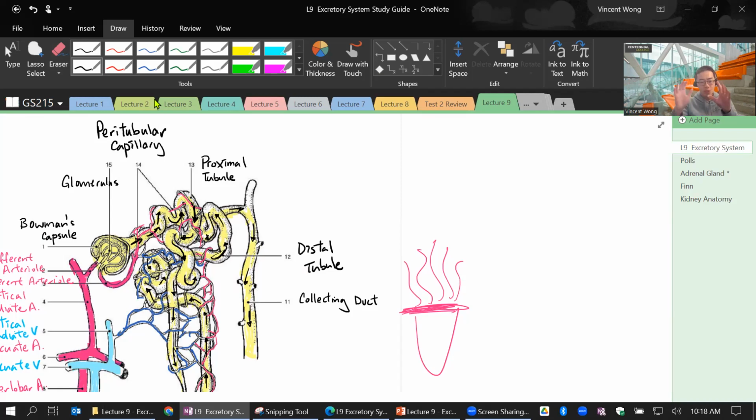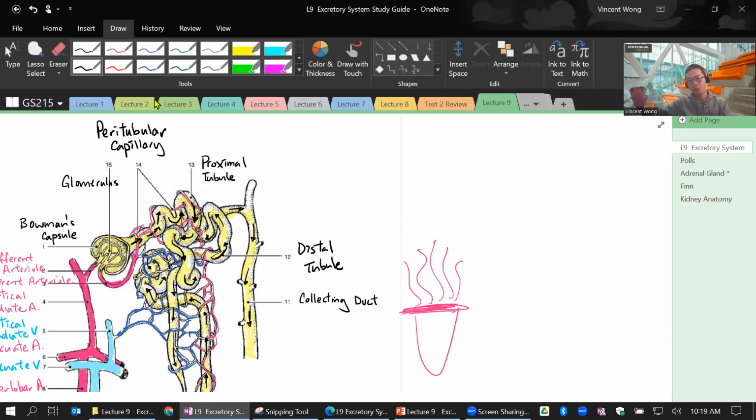Okay, now I'm just going to briefly tell you the relationship between the nephron and the peritubular capillaries. I'll explain it again later. But basically, the filtrate that we produce at the glomerulus still has a lot of good things in it, like nutrients and water that we want to take back.